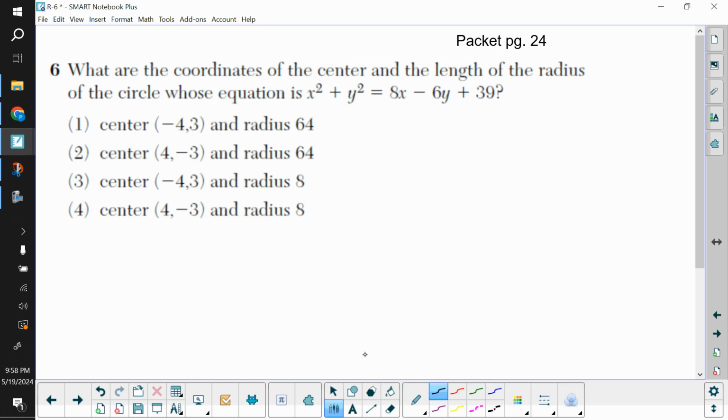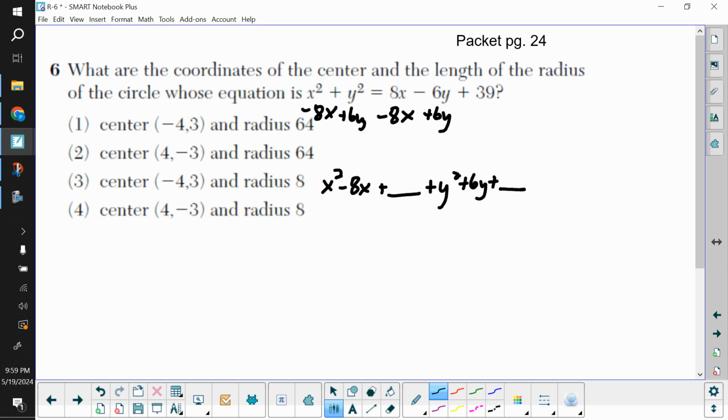These were the ones where we had to complete the square to find the center and the radius. So first off, over on the left, we want any x's and y's and the constants over on the right. So I'm going to subtract my 8x over, and I'll add the 6y over to the left as well. Now when I rewrite these, I'm going to strategically rewrite it so that the x stuff and the y stuff are grouped together. So we're going to have x squared minus 8x, and then I'm going to do plus a blank, plus y squared plus 6y, and then plus a blank, equals the 39 that's left over there plus 2 blanks.